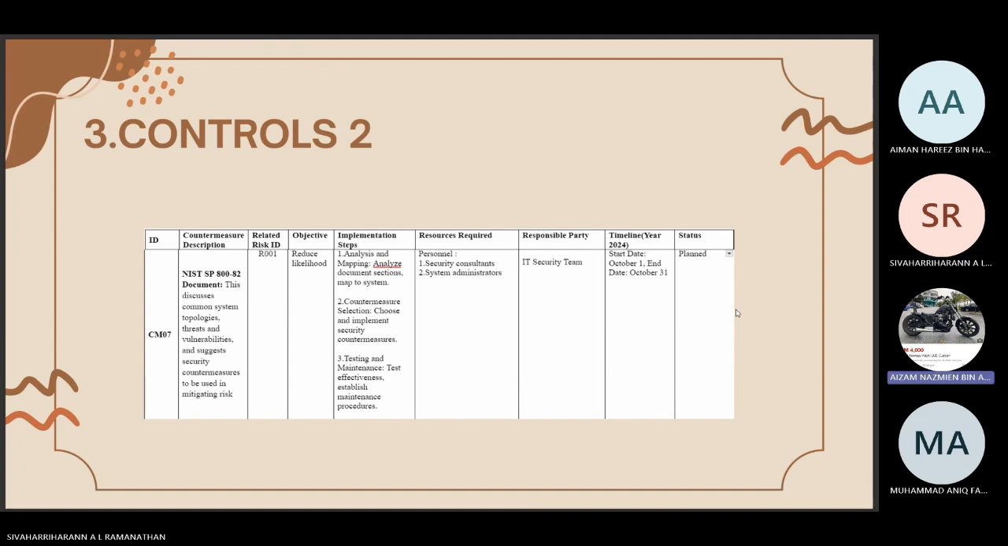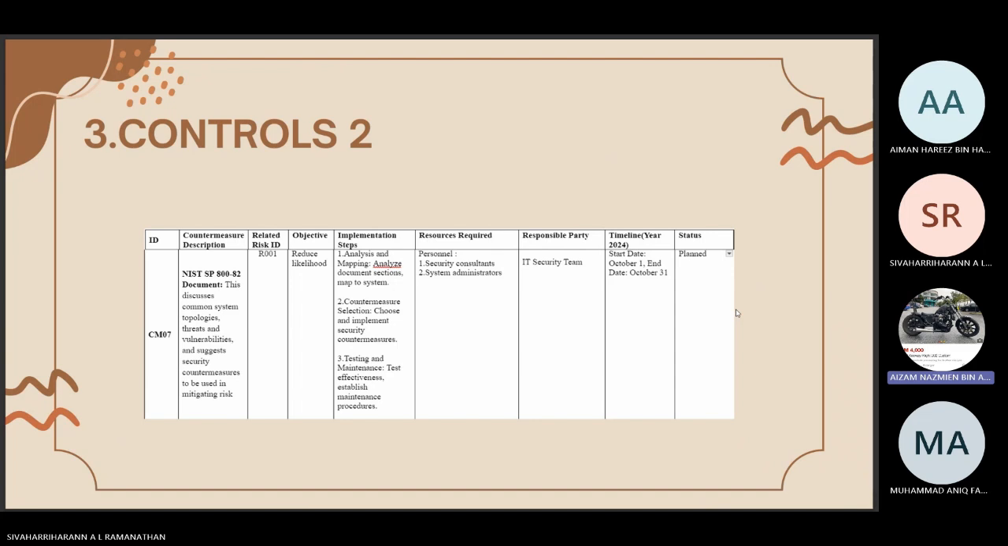Next, we have controls. SAM07 aims to reduce the likelihood of risk associated with system vulnerabilities as outlined in R001, using NIST SP 800-82 as a guide. This countermeasure involves analyzing the document to understand system topology strengths and suggested security countermeasures. Based on this analysis, appropriate countermeasures will be selected and implemented. Effectiveness will be tested, followed by the establishment of maintenance procedures to ensure ongoing security.